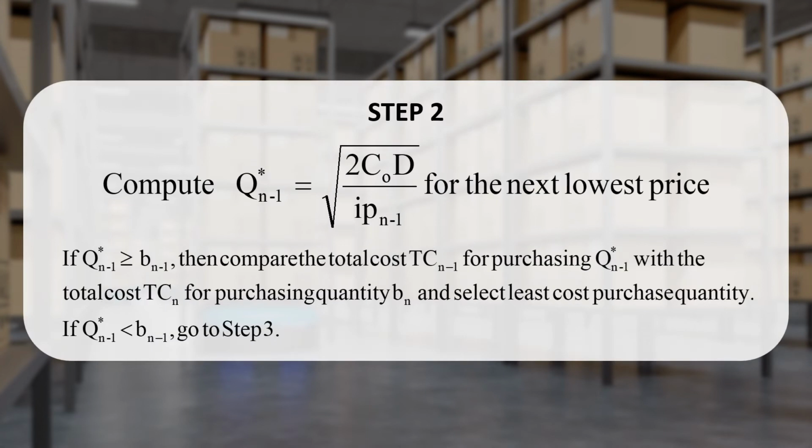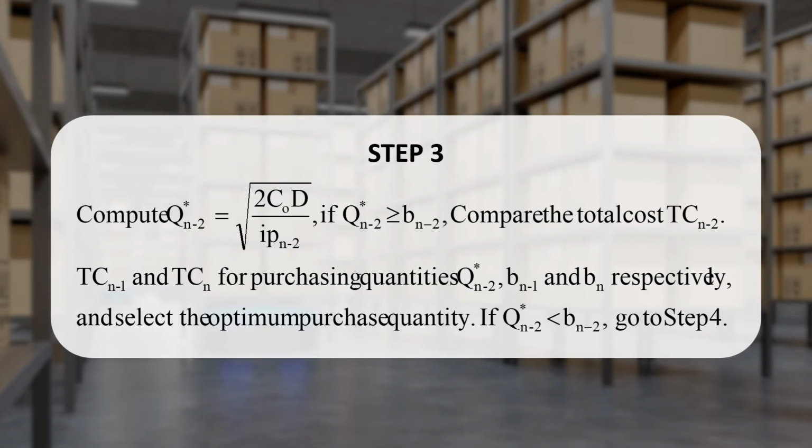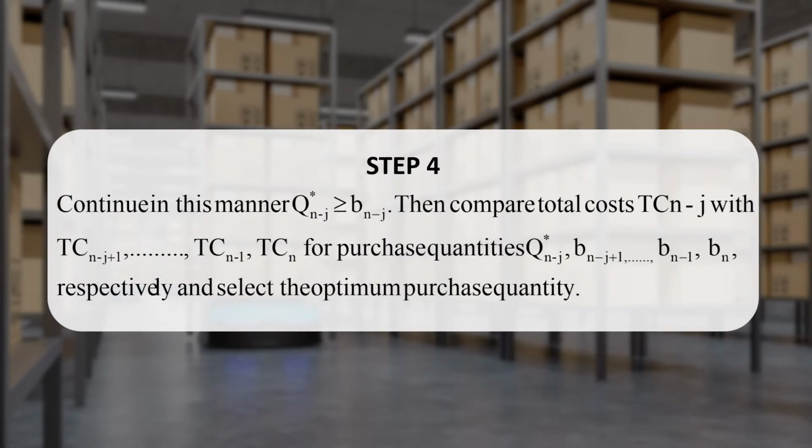If it is greater than Bn minus 1, then compare the total cost for purchasing with the total cost for the other purchasing quantity. Select the least cost purchase quantity, and if it is again less than this one, go to step 3. Again, we will calculate the quantity using the formula, and we will go to step 4 if our quantity is less than Bn minus 2. Don't worry, we will explain the whole model with the help of one example also. We will continue all the steps, compare whatever costs we get, and then select the optimum purchase quantity. Now we will come to the problem.